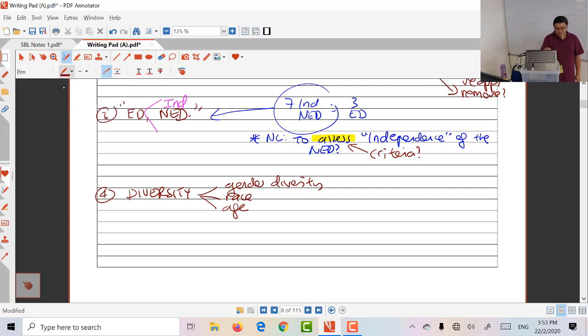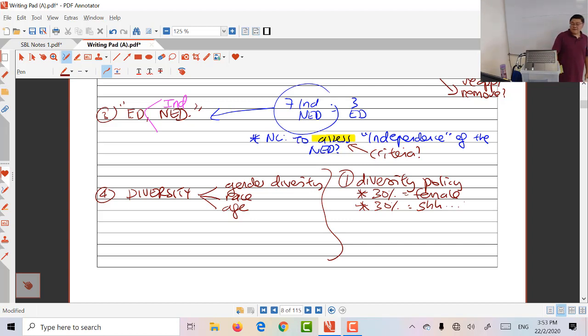Now, what you can do is have a diversity policy. The company may come up with a diversity policy. Do you come across any form of diversity policy in Malaysia? Yeah, so that's a very typical example. In Malaysia, the government said a minimum of 30% must be female. We also have the national economic policies that say 30% of the shareholders must be Bumiputra. That's an example of diversity. Even when you have that, it doesn't mean that you overcome the problem. It's still open to criticism.